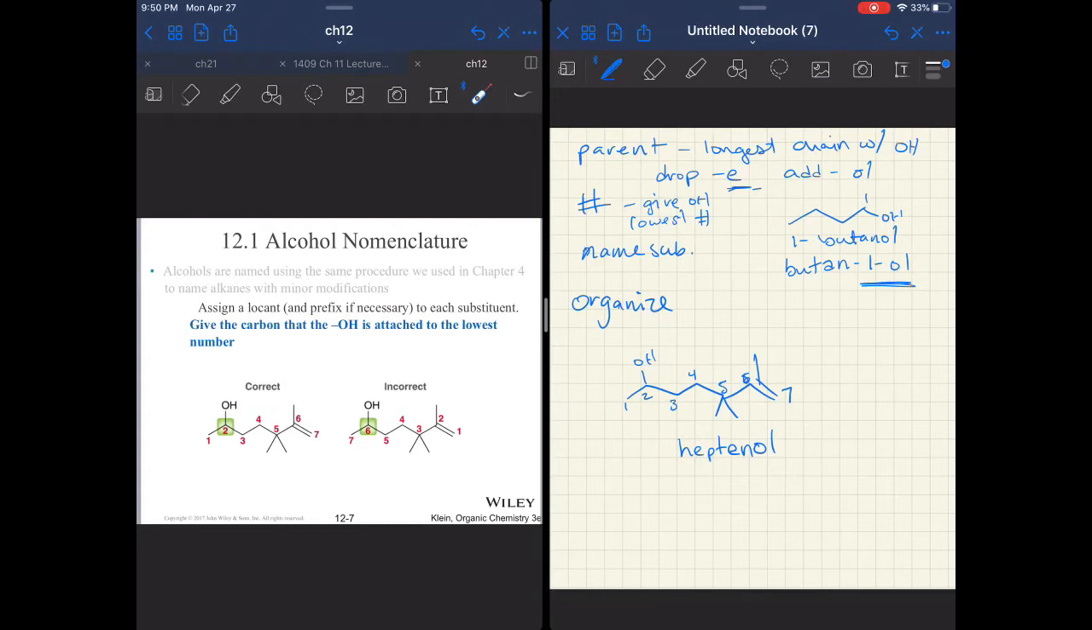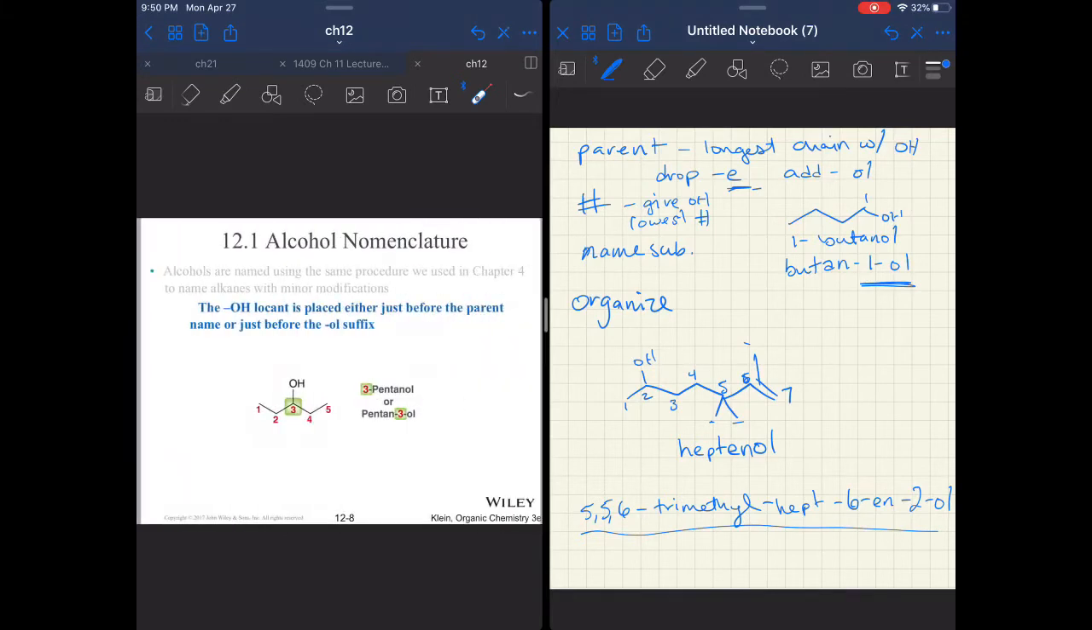We've got 1, 2, 3 methyl groups. So we're going to say 5, 5, 6-trimethylhept-6-en-2-ol. Right? The more interesting and complicated structures get, the more the names just roll off the tongue, right? Just beautiful, beautiful names. But they're very descriptive, and you know everything you need to draw this structure. So there's just the example of the ways you can put the numbers.